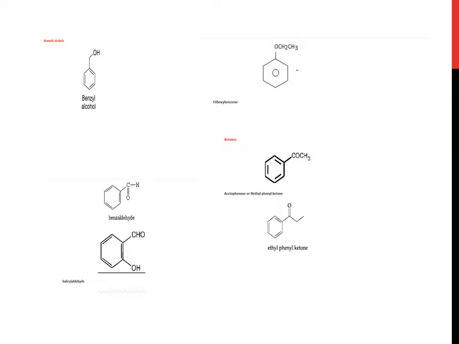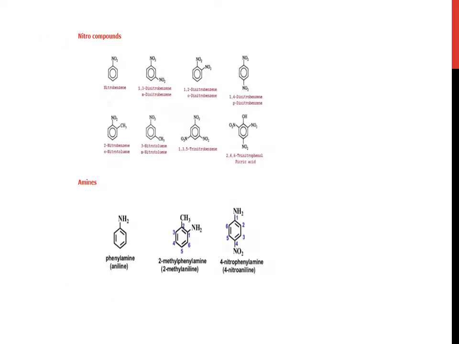Aromatic alcohols, benzyl alcohol, ethoxybenzene, benzaldehyde, acetophenone, and salicylaldehyde, ethyl phenyl ketone, they all depend upon the position of the substituent on the benzene ring. Nitro compounds. Benzene ring attached to NO2. This is nitrobenzene. Similarly, when the position changes, 1,3, 1,2, 1,4, it will be meta-dinitrobenzene, ortho-dinitrobenzene, para-dinitrobenzene.